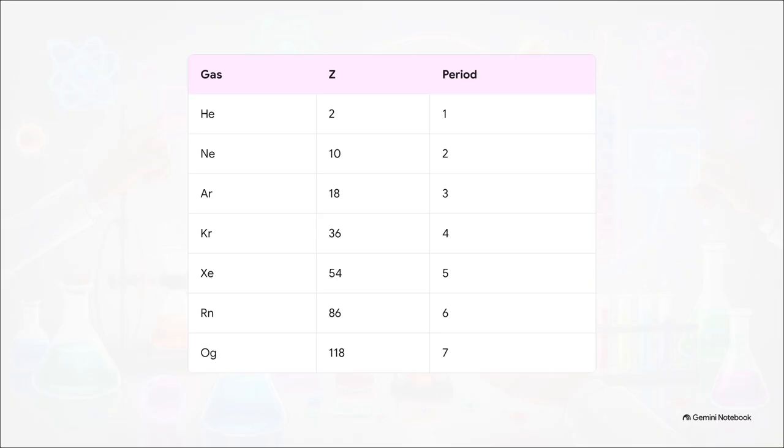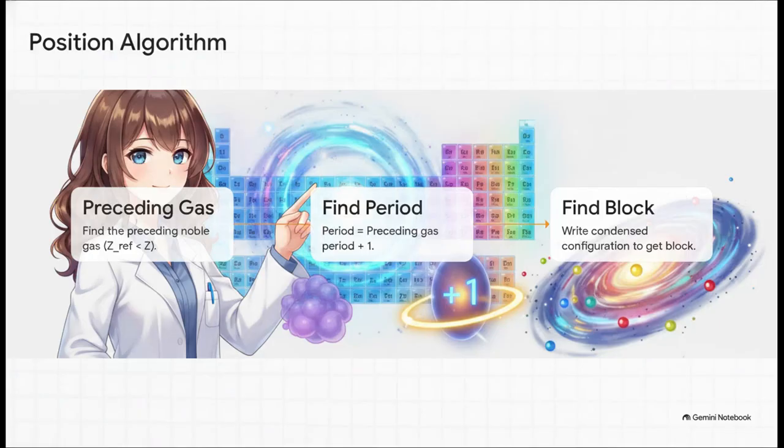Because these noble gases have completely filled electron shells, they sit at the very end of each period. So whenever you're faced with a random atomic number, your very first thought has to be, okay, which noble gas comes just before this? So here is how that builds into a simple 3-step algorithm. Step 1, find that preceding noble gas. Step 2, to find the period of your target element, you simply take the period of that preceding noble gas and add 1. You're just starting a brand new shell.